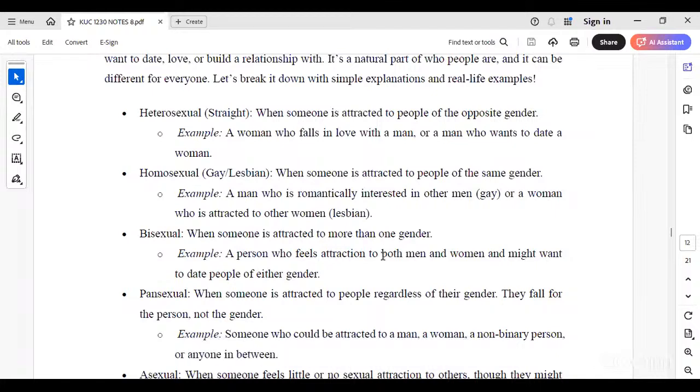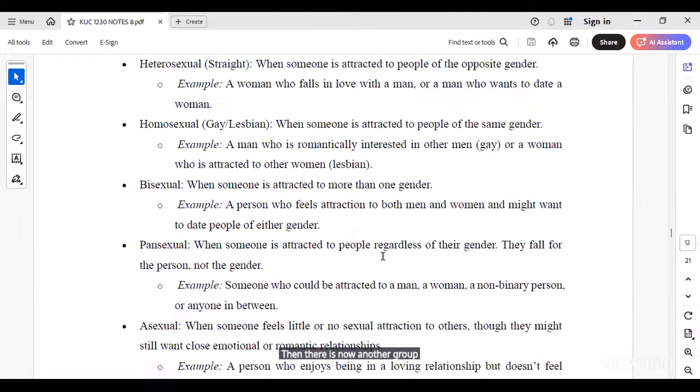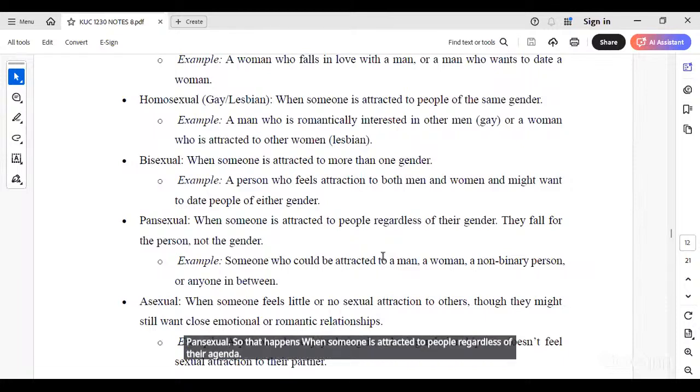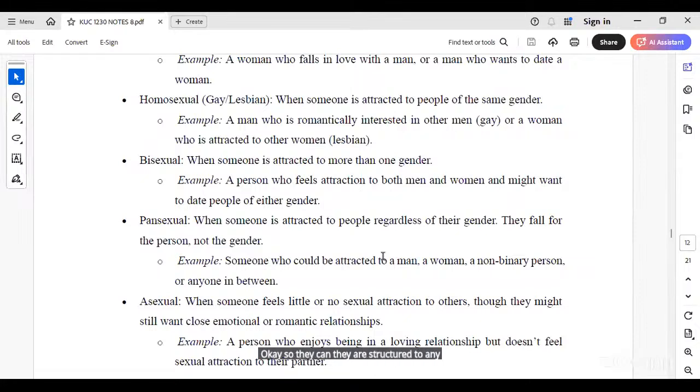Then there is another group who is attracted to a person, but not the gender. Okay, so such a group is called pansexual. Pansexual happens when someone is attracted to people regardless of their gender. Okay, so they're attracted to any person, irrespective of if they are women, men, non-binary, binary, anyone in between.